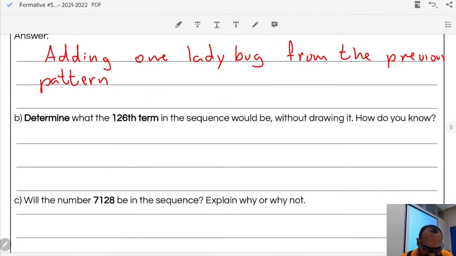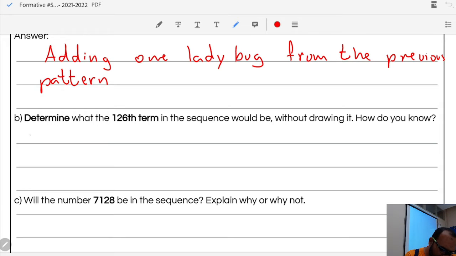What the 126th term in the sequence would be without drawing it. How do you know? Guys, understand the pattern here. The pattern is about the position, okay? Because we talk about the term. Well, we know the first position, 1 ladybug. Second position, 2 ladybugs. Third position, 3 ladybugs. Mister, we can create a table, yes. 1, 1, 2, 2, 3, 3. What is this relation, guys? Terms and position.